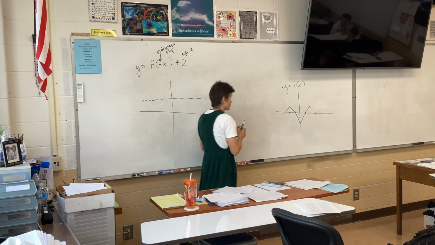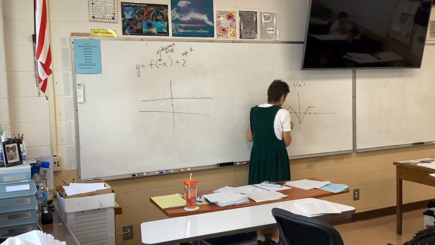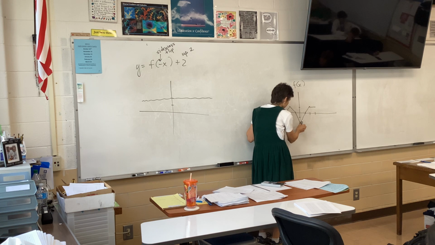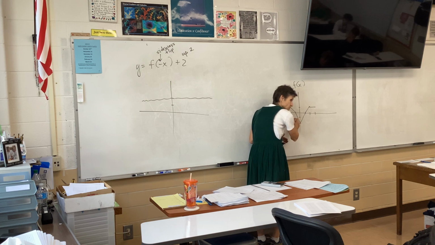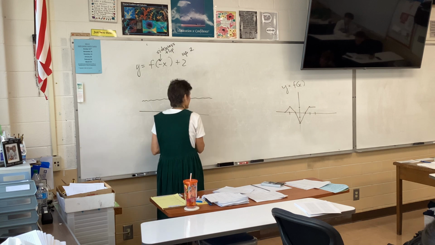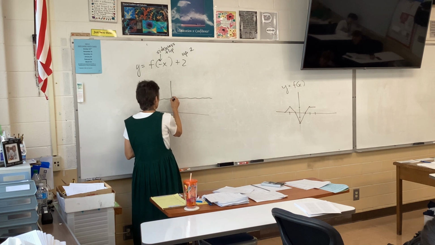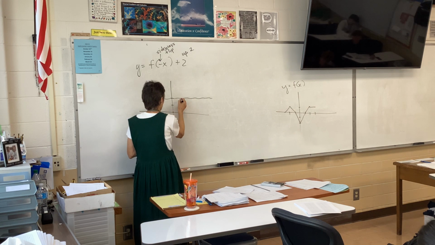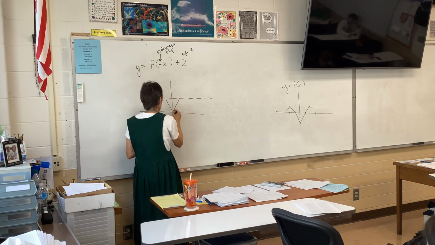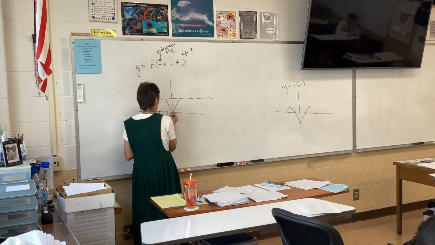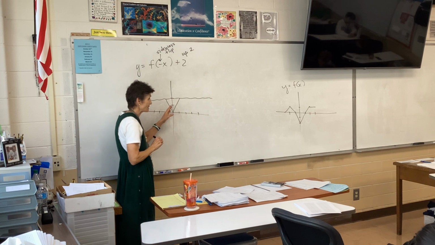So let's start with this little triangle right here. What happens when I flip him left and right? He just stays the same, doesn't he? So I'm just going to draw him up here like this. Does that make sense to you?